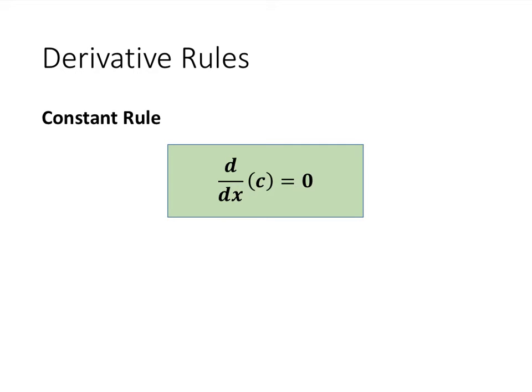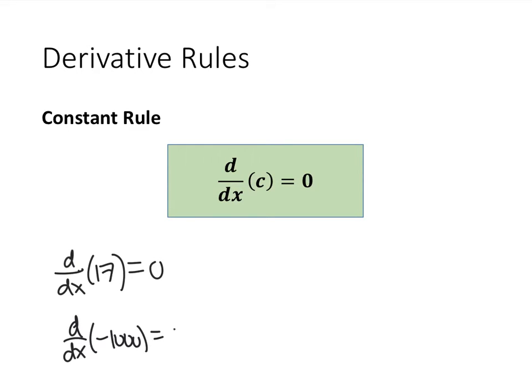Another derivative rule is that the derivative of a constant is 0. And that constant can be anything. So the derivative of 17 is 0. The derivative of negative 1,000 is 0. The derivative of pi, remember pi is just 3.14 something something something, that's 0.